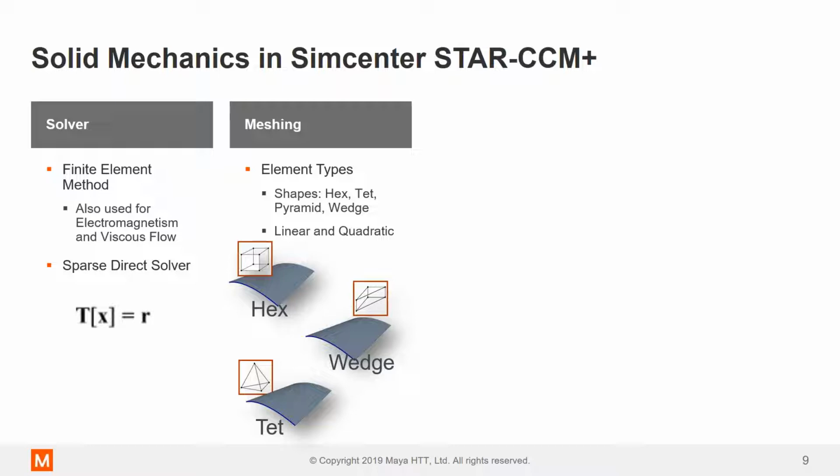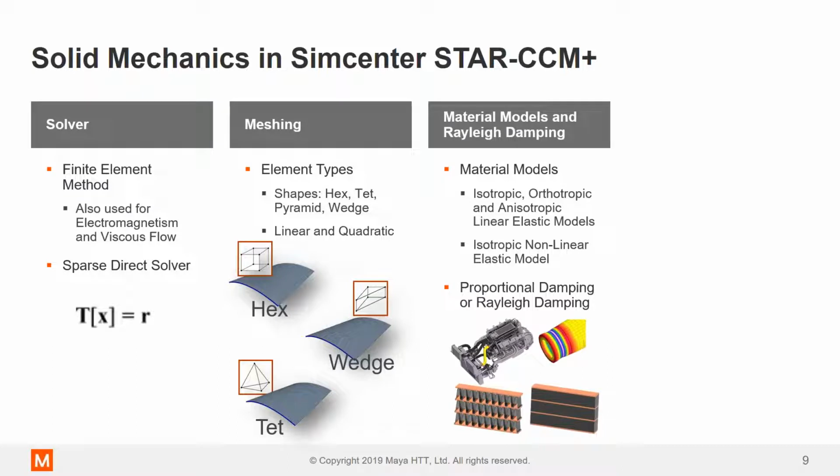You have tet, hex, pyramid, and wedge elements in both linear and quadratic discretizations. The meshing for solids is no different than fluids. It leverages the fully automated pipeline workflow. With regard to the material models, you can model isotropic, orthotropic, and isotropic linear elastic models, and also isotropic non-linear elastic models. You also have a Rayleigh damping model that includes a numerical damping that reduces unwanted numerical oscillations.